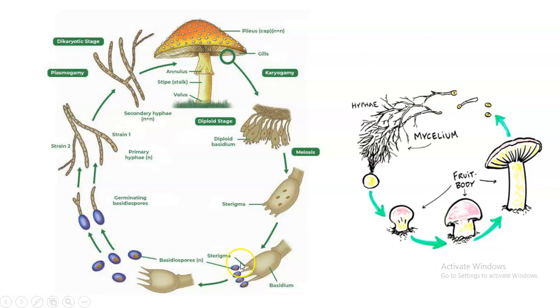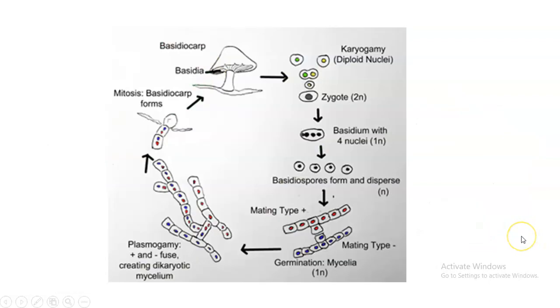That haploid nucleus will accumulate some cytoplasm around itself, and a wall will be formed around it. So that will be converted into a what? Basidiospore. Now this basidiospore will be released and the cycle continues. Easy to draw, right? Very easy to draw. So this is another kind of representation.